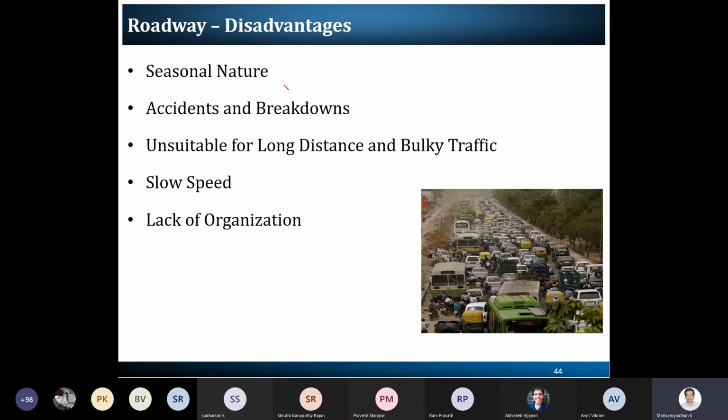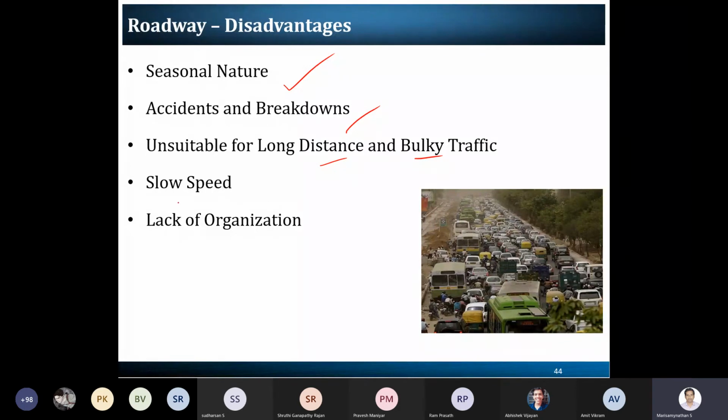Seasonal issues happen, like heavy rain or fog conditions. These natural things create congestion, or sometimes pavement failure, and drainage issues will be there. Those are the kinds of disadvantages we can see on the roadways. Then accidents, breakdowns and rerouting issues can happen. Then it is not suitable for long distances, as we discussed. Then bulky traffic and congestion happen.